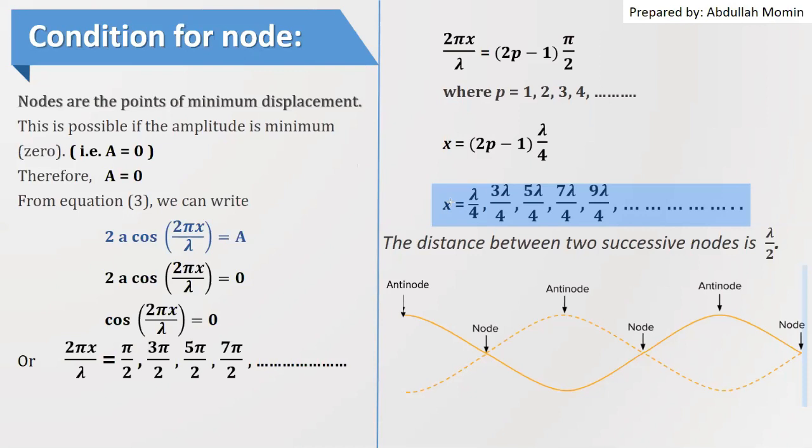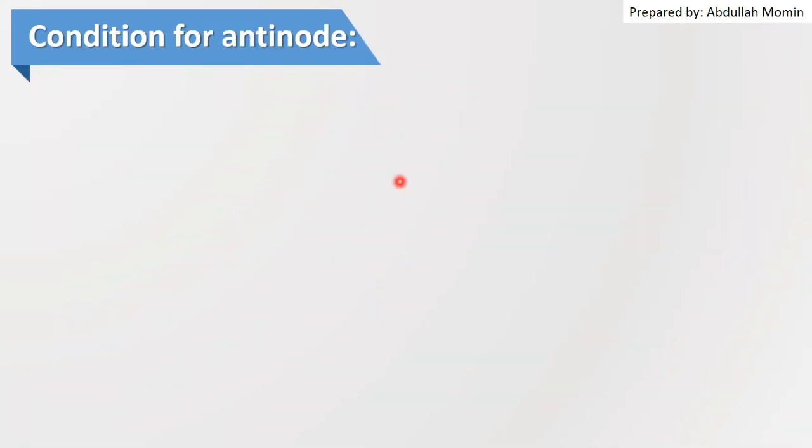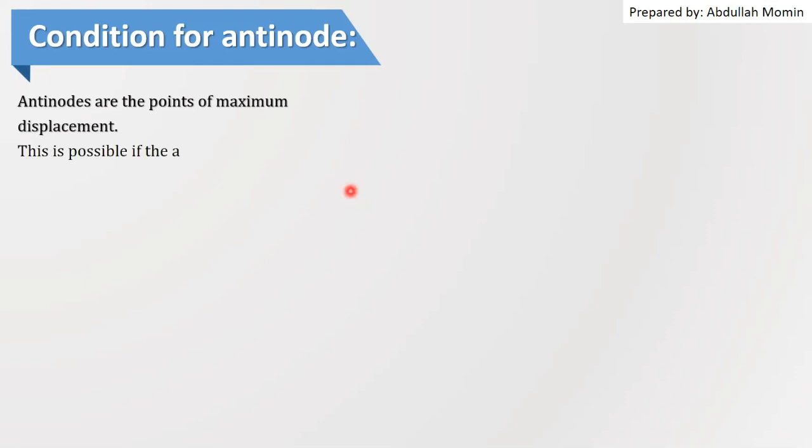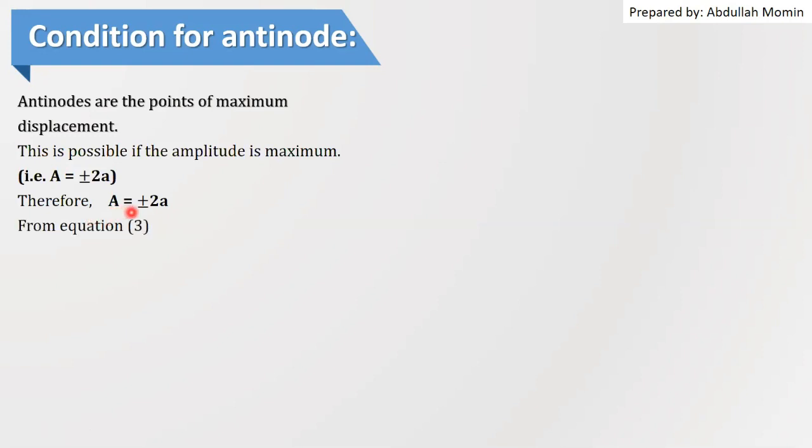Now by using similar steps, we are going to discuss the condition for antinodes. Antinodes are the points of the medium at which displacement is maximum, and this is possible if the amplitude of the resultant wave is maximum, that is plus minus 2a. So by using equation number 3, we will write the value of capital A as plus minus 2a.